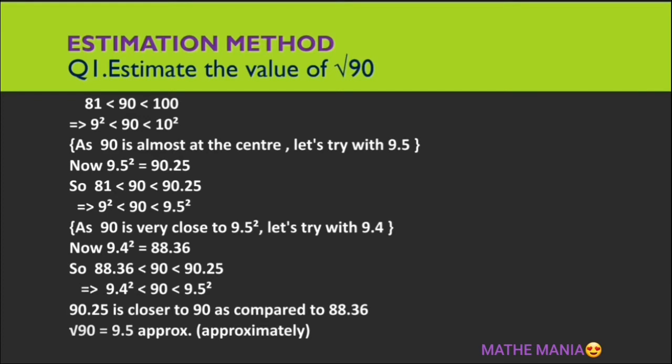Children, whatever I have written in the brackets is just for your reference. It is not a step. And you have to write approximately at the end with the answer, because as I discussed earlier, the value which we are getting here is not the accurate value. It is just an approximate value of the given root. Is the method clear to you? Okay, let's discuss another question.